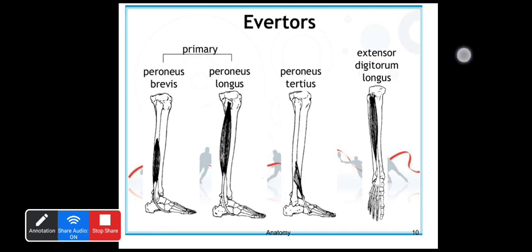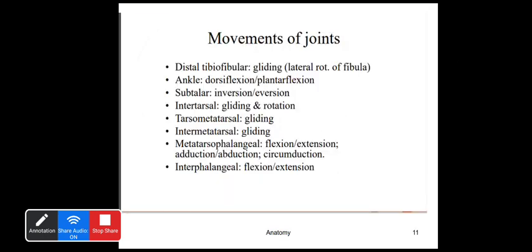So that's about the inversion and eversion taking place at the subtalar joints. Hope you know what a subtalar joint is. It is the talocalcanean and the talocalcaneonavicular joints together that are called the subtalar joints.